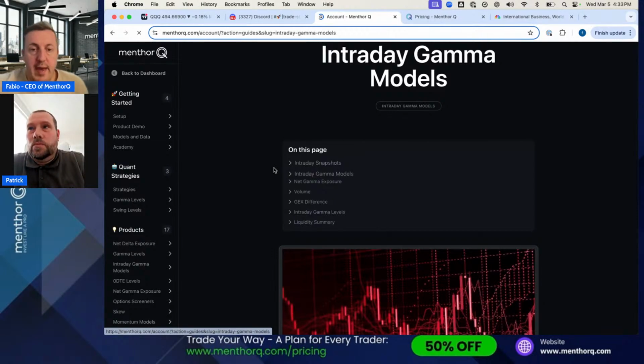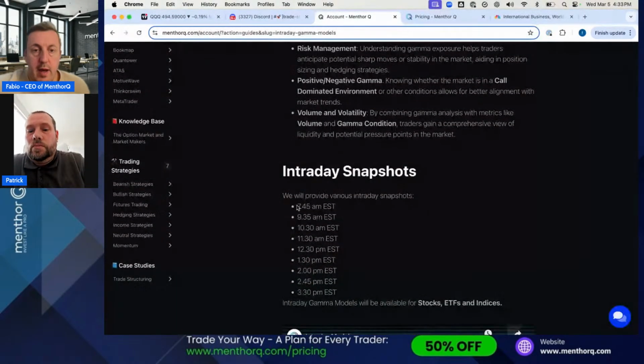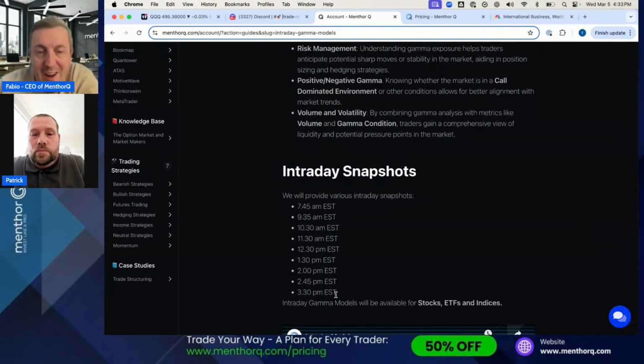So we update at 7:45. So pre-market, 9:35, 10:30, all the way to 3:30. 7:45 is important because it's when the updated open interest is released to the market at around 5, 6 a.m. So we get the updated open interest. We will calculate the levels pre-market. And then, of course, we start at the open all the way to the close.